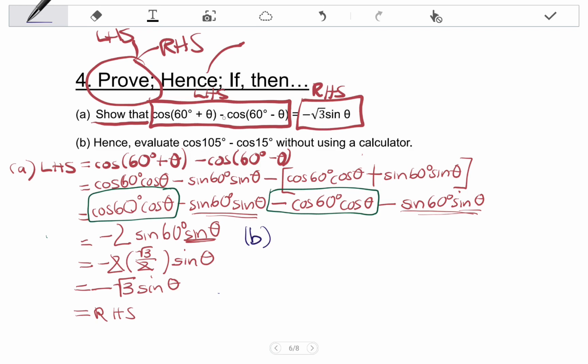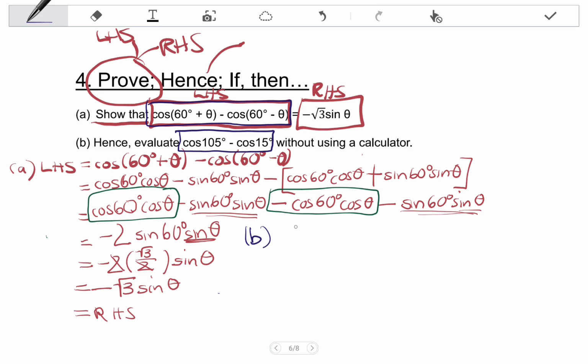Okay, so if I compare them, I have in A a cos of an angle minus cos of an angle. I have that in B too, cos of an angle minus cos of an angle. Okay, so if I can rewrite cos 105 degrees minus cos 15 degrees in a similar way to how it is written in A, I can use the right-hand side of A to help me calculate B. I hope that makes sense. Just rewind if you need it explained again.